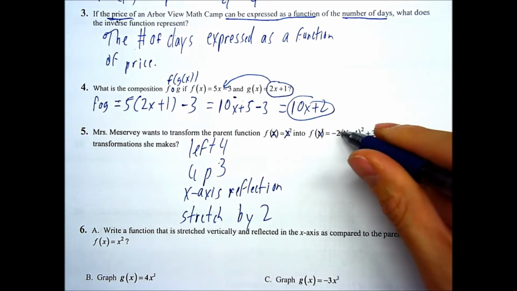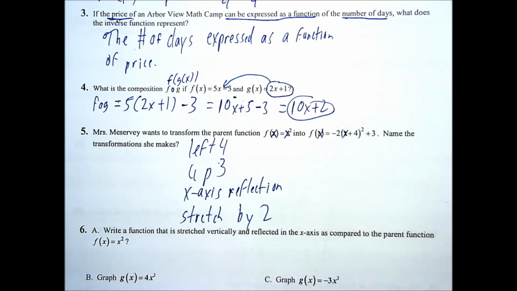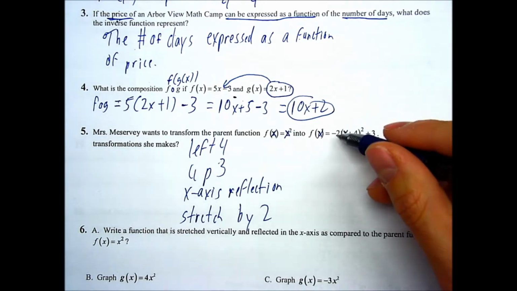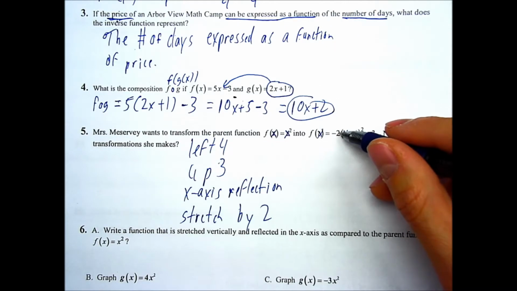Now if that value is fractional, it would be a shrink. So if that was instead of a 2, if it was a half, then it would be a shrink by 2. Shrinking representing the y values are shrinking. And again, that negative is separate from the number here when we're considering what happens.